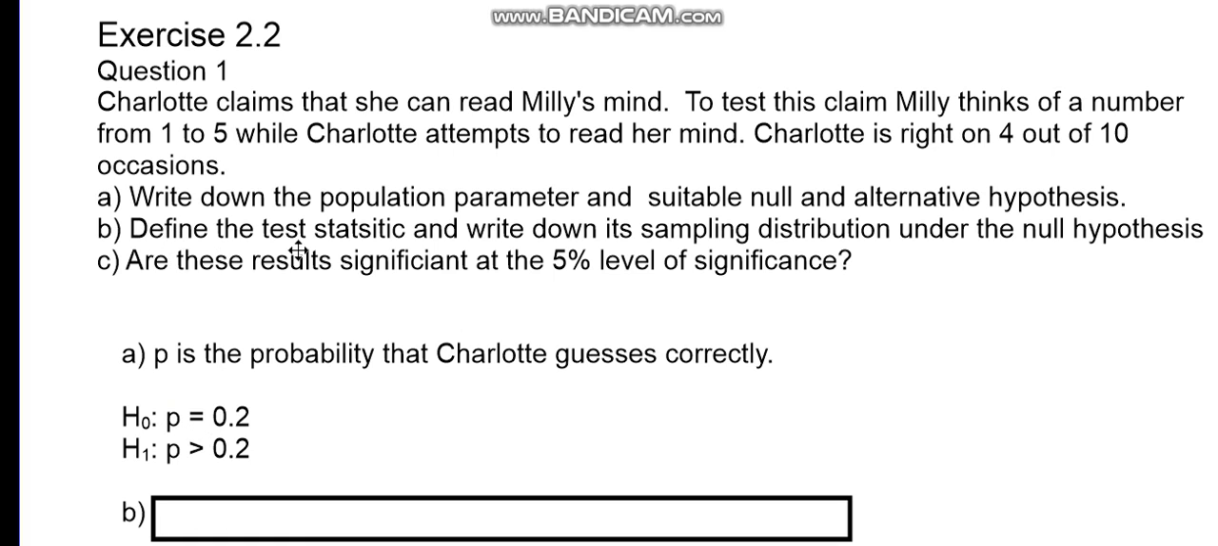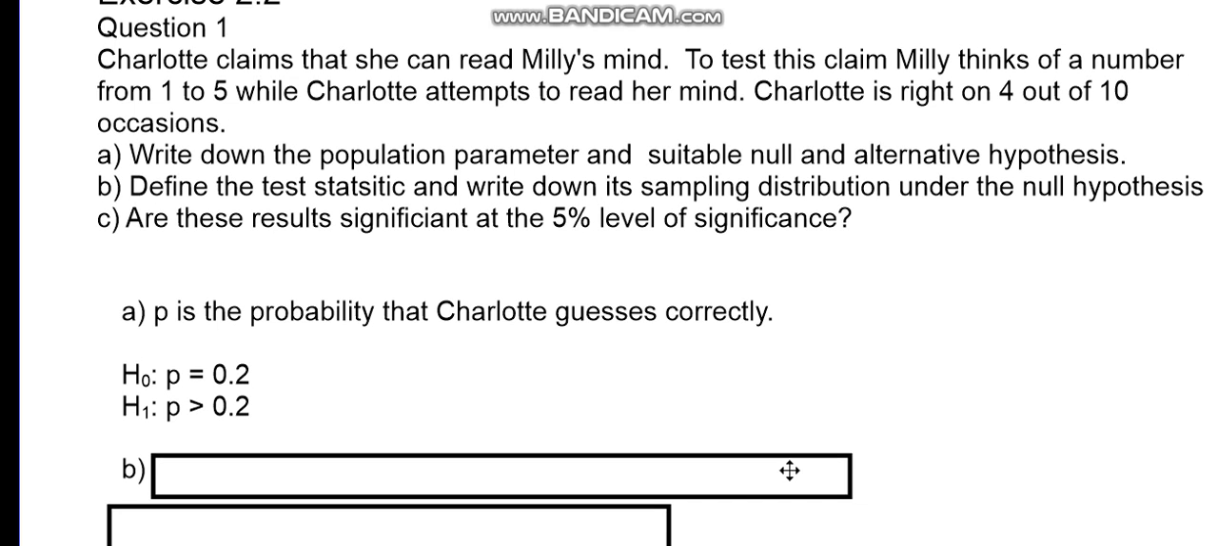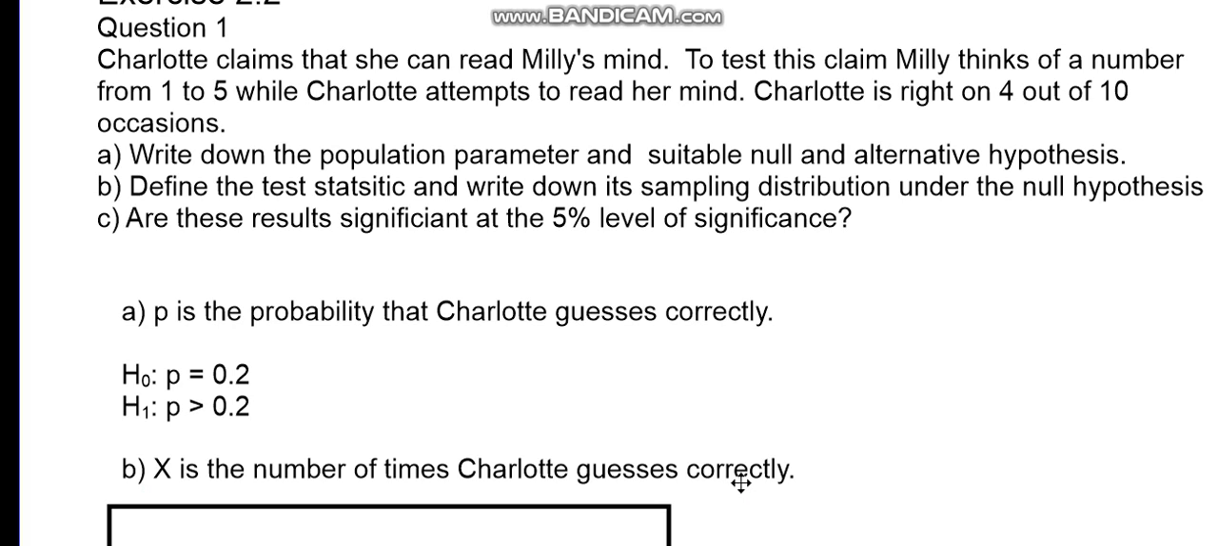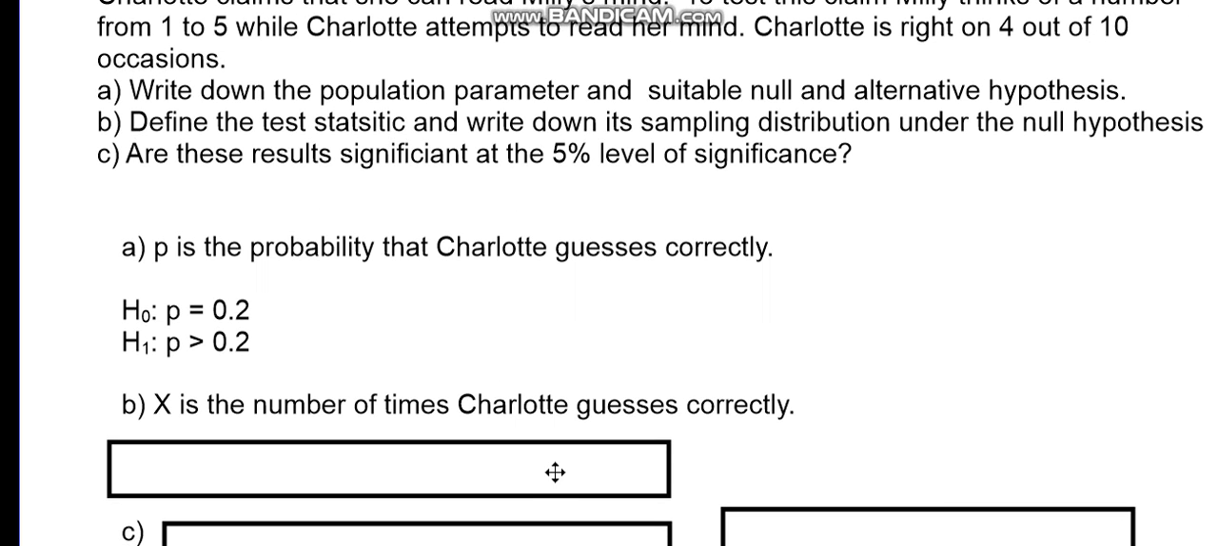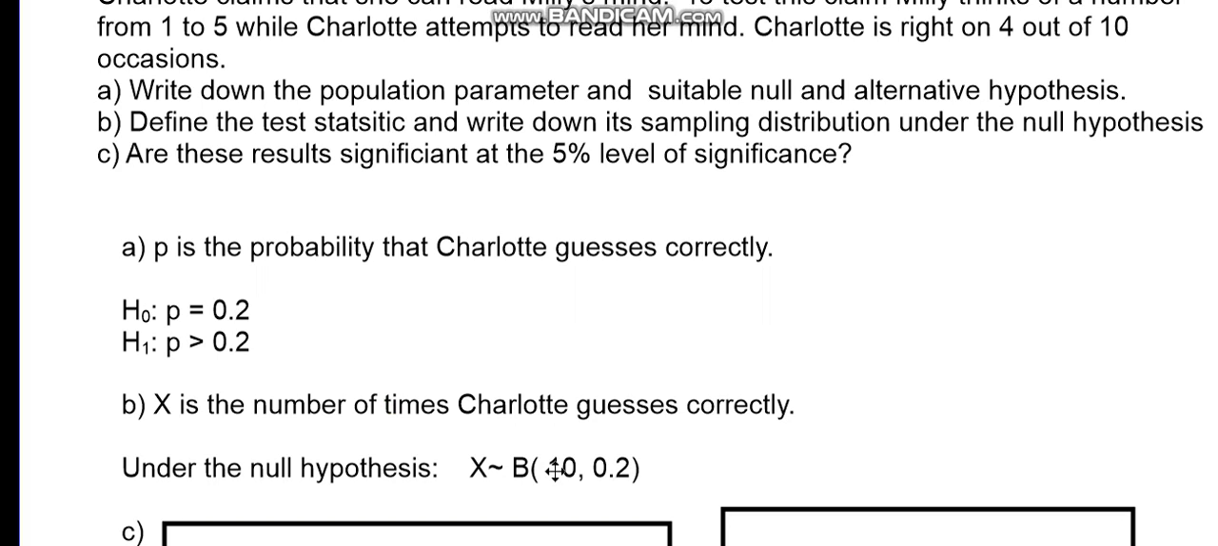Then we're asked to define the test statistic and write down its sampling distribution under the null hypothesis. So if P is the probability that Charlotte guesses correctly, X is the number of times that Charlotte guesses correctly. Okay, and under the null hypothesis, X is binomially distributed. There were 10 experiments or 10 trials, so it's a binomial distribution. N is 10 and P is 0.2 under the null hypothesis.